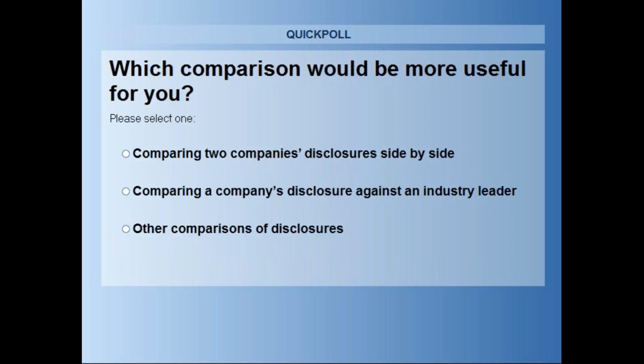Or there's maybe other comparisons that we're not considering, and we'd love for you to type those into the chat box so that we can have those on record and tailor those in the future. So we have two different comparisons, or maybe some others that we're not thinking of: comparing two companies side by side or comparing one company to an industry leader. We've got some people voting. I'm going to give people a little more time to think about it and weigh in, and then we'll take a look at the results.